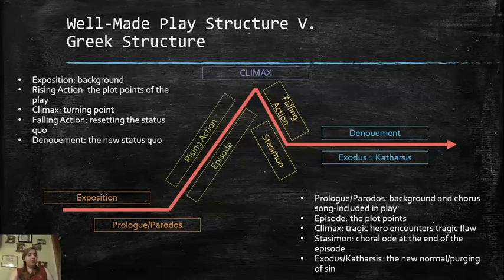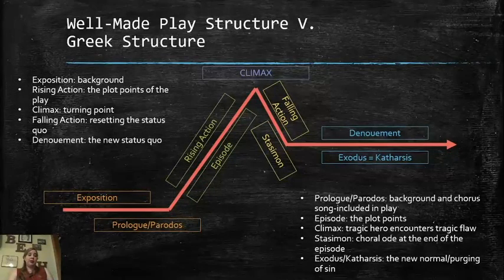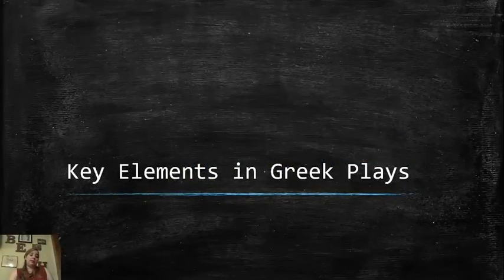And in a Greek play, you end with catharsis, which is the purging of the sin that was established as a problem in the play. Now, catharsis only happens when someone purges the sin and turns away and moves forward. Okay? Now, let's go ahead and talk about key elements in Greek plays.